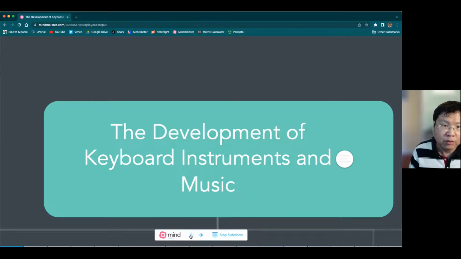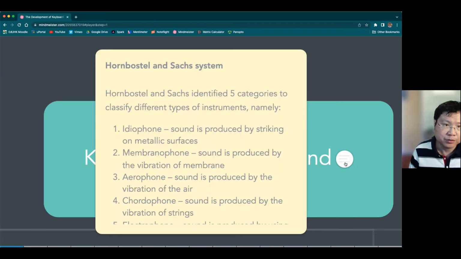Everyone, today we'll discuss the development of keyboard instruments. The keywords are musical composition and sound system, used to describe different kinds of keyboards and the different compositions and sounds.